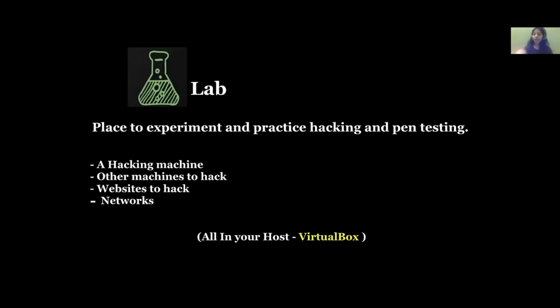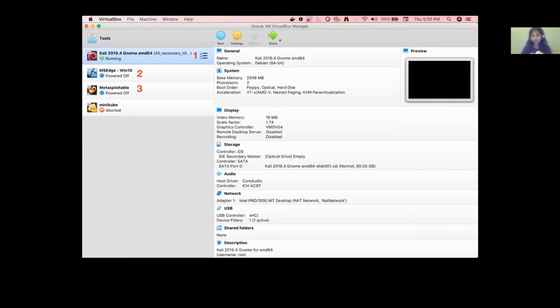Yes, you need a place, a lab where you could experiment and practice hacking or pen testing. In your lab, you will need a hacking machine, other machines to get hacked, the network to connect these, and some websites that you could hack. Instead of setting each of them up separately, we could do all of these in our host machine by having VirtualBox. In my host machine's VirtualBox, I have these three VMs.